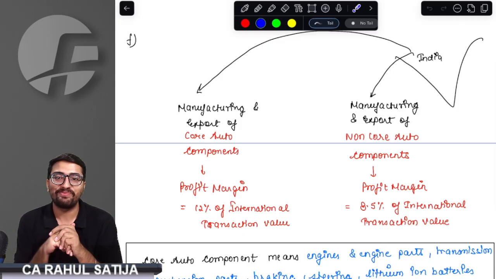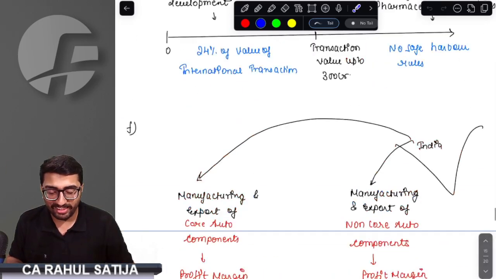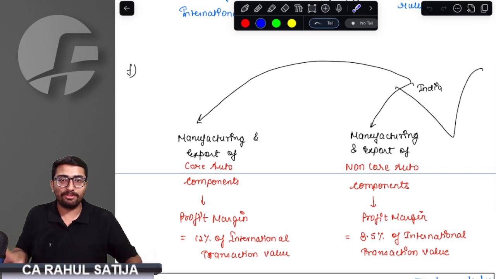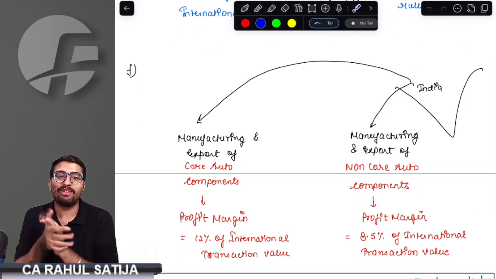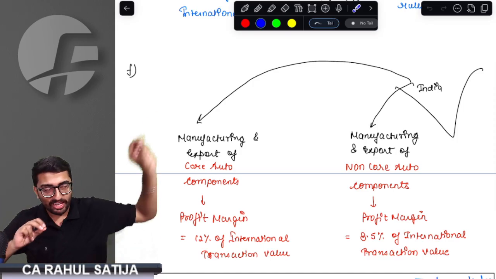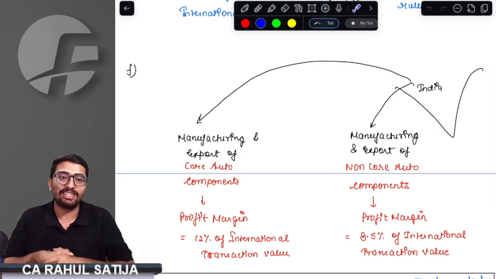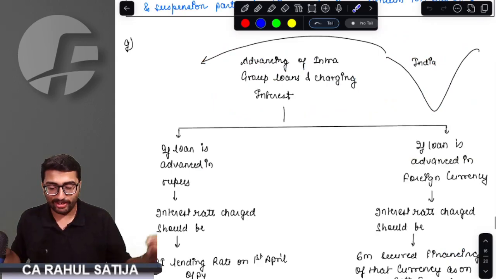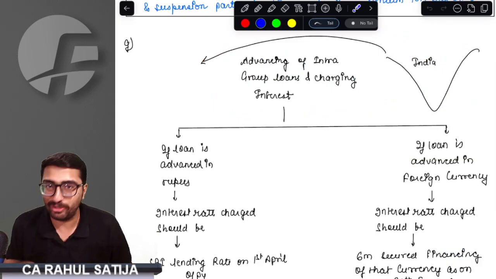Sir, are we clear with that? Are we clear with that, sir? If core auto component parts are being manufactured and exported to an associate, then 12% should be charged as profit. And if it is exporting non-core auto parts, then in that case, 8.5% should be charged. We got that point? Yes, sir, we got that point. Now comes the most beautiful of all.